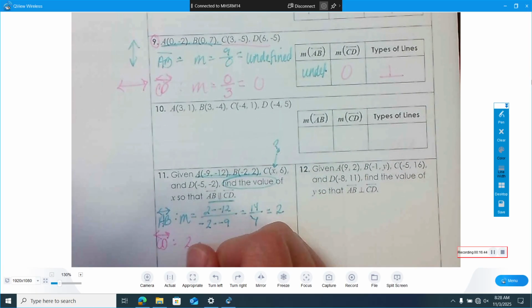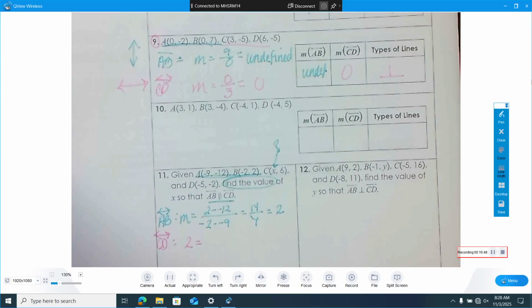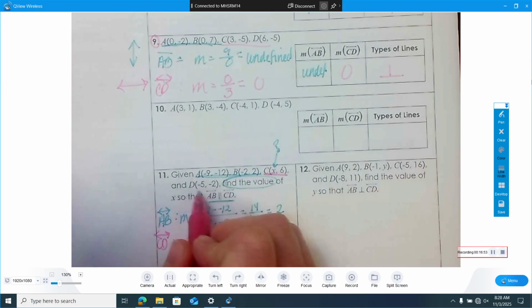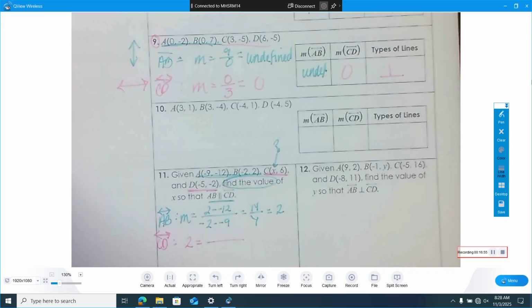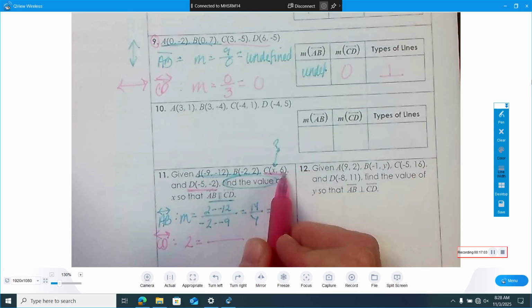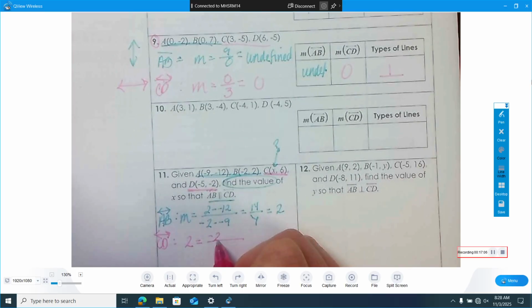All right, well, let's see. I know that the slope of CD needs to be 2. It needs to match. Well, let's see. What else do I know? Using C and D, can I set up my slope formula? Okay, so same thing. So y2 minus y1. Using points C and D, I'm going to do negative 2 minus 6, so subtracting my y values. And then I'm going to subtract my x values. So I have negative 5 minus x.